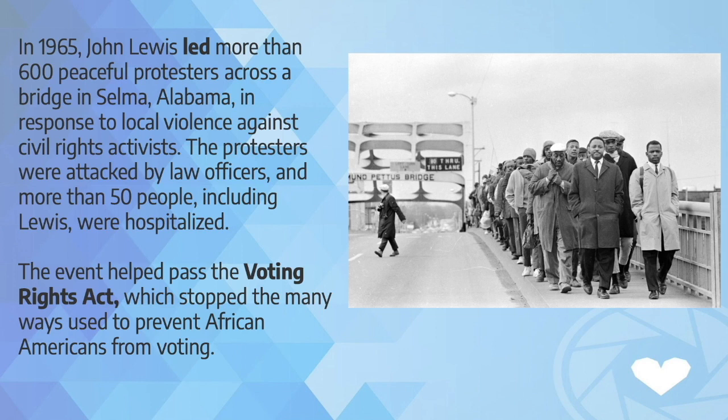In 1965, John Lewis led more than 600 peaceful protesters across a bridge in Selma, Alabama, in response to local violence against civil rights activists. The protesters were attacked by law officers, and more than 50 people, including Lewis, were hospitalized. The event helped pass the Voting Rights Act, which stopped the many ways used to prevent African Americans from voting.